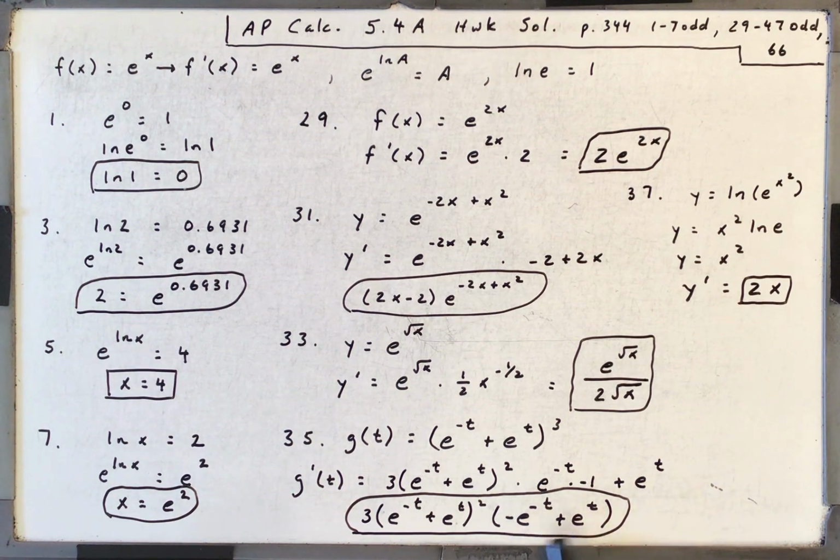And I believe the book reverses these two and makes it e to the t minus e to the minus t. No problem. Either way is fine.